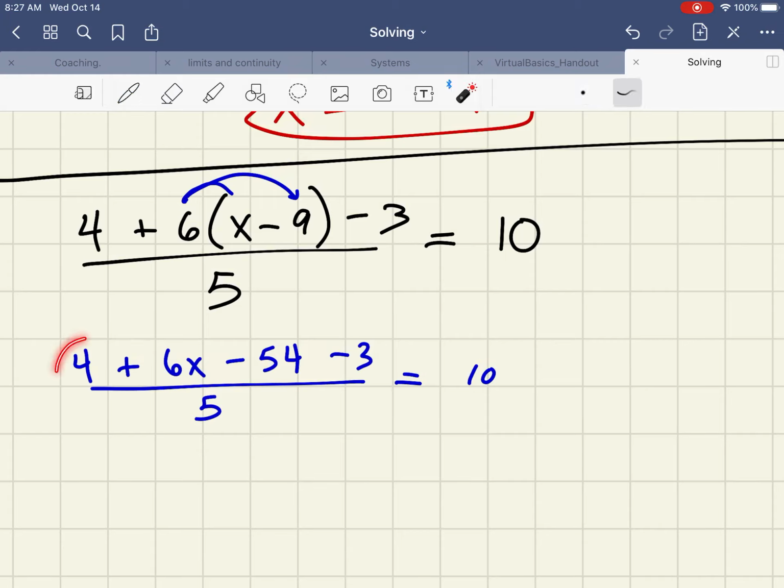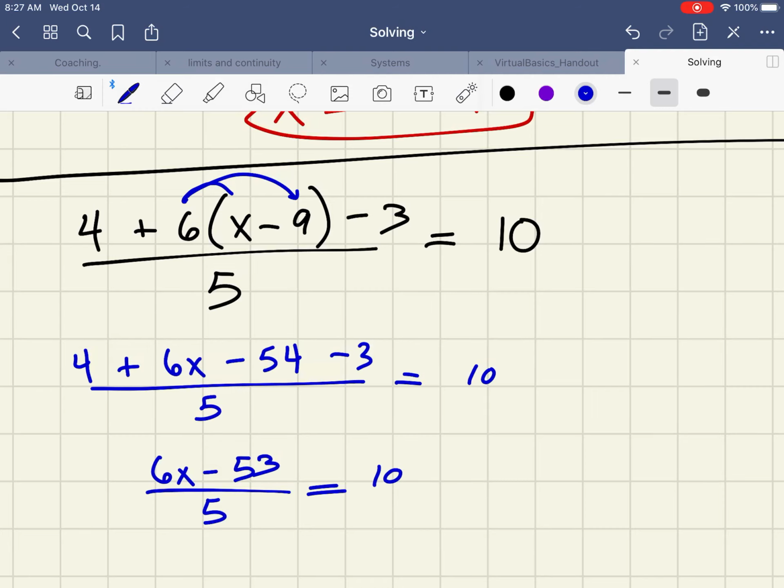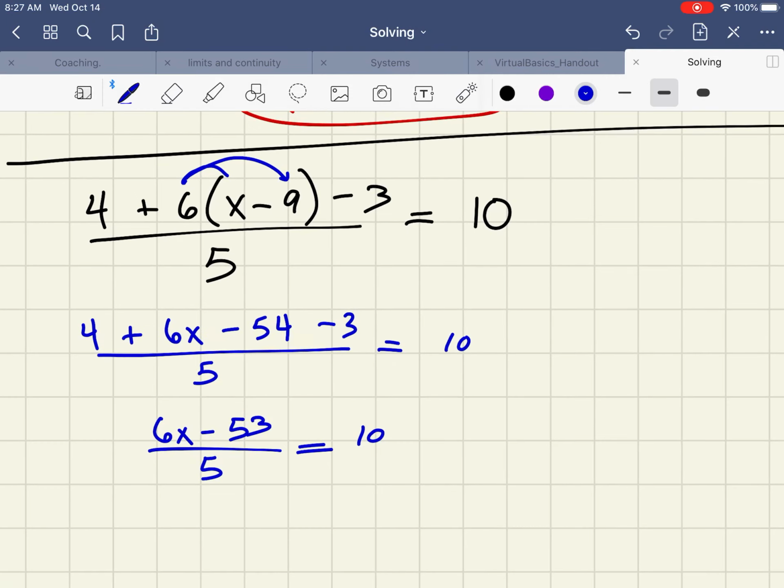I have a numerator with a bunch of stuff in it. I know that 4, negative 54, and negative 3 all combine should be negative 53, so it's 6x minus 53 over 5 equals 10. And then I'm going to multiply both sides by 5. That cancels the denominator of 5, leaving just the 6x minus 53 equals 10 times 5 is 50.